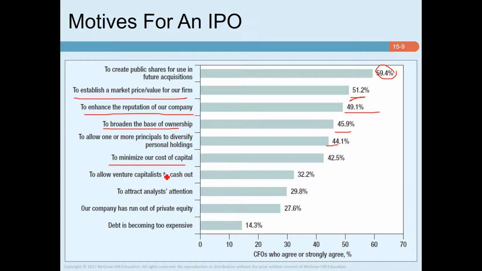And a few other motives are to minimize the cost of capital, to allow venture capitalists to cash out, and to attract analyst attention. The company has run out of private equity, and debt capital becomes pretty expensive. So you can see that there are various reasons a company engages in IPOs.